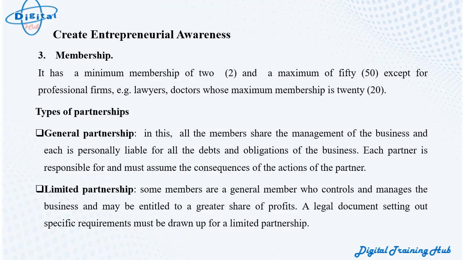Membership. It has a minimum membership of 2, and a maximum of 50, except for professional firms, e.g. lawyers, doctors, whose maximum membership is 20. Types of partnerships. General partnership: in this, all the members share the management of the business and each is personally liable for all the debts and obligations of the business. Each partner is responsible for and must assume the consequences of the actions of the partner. Limited partnership.